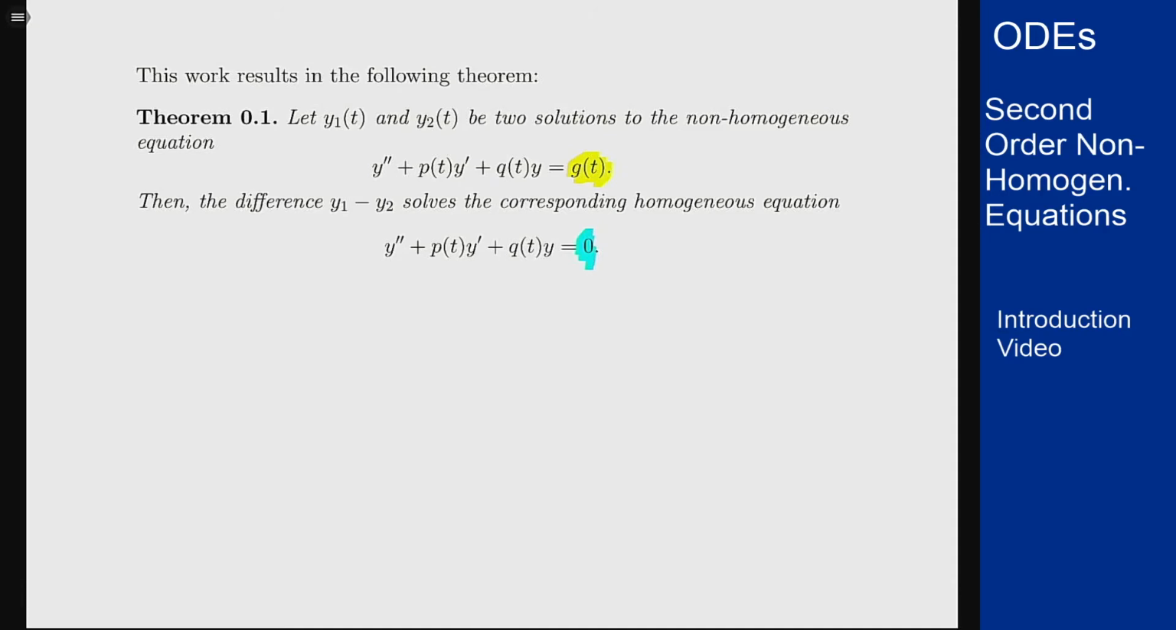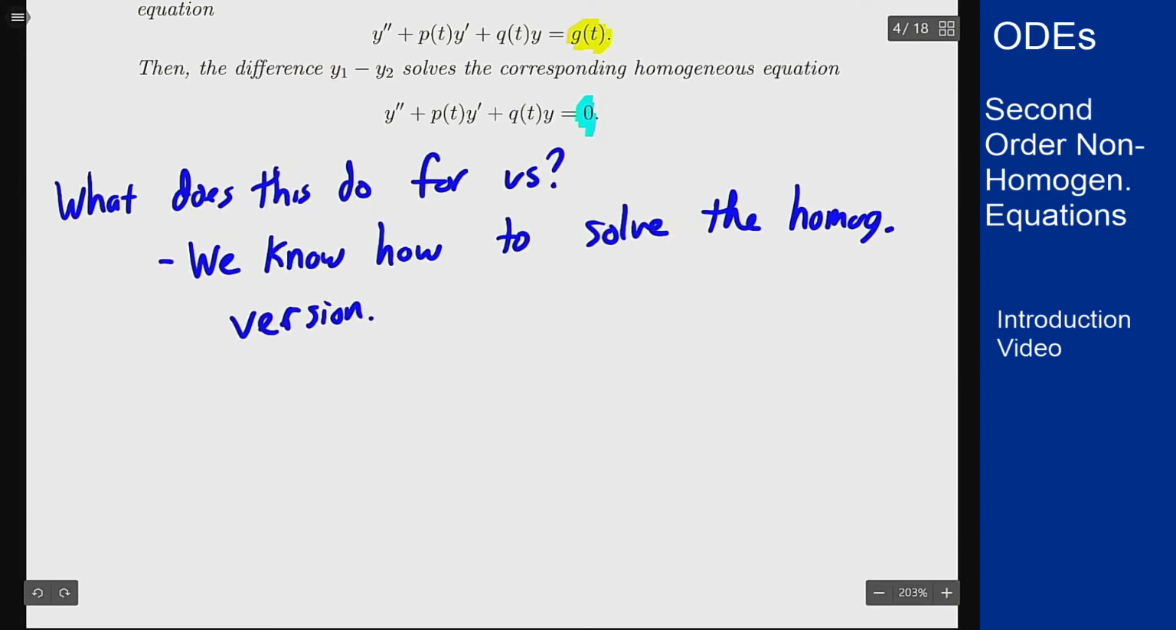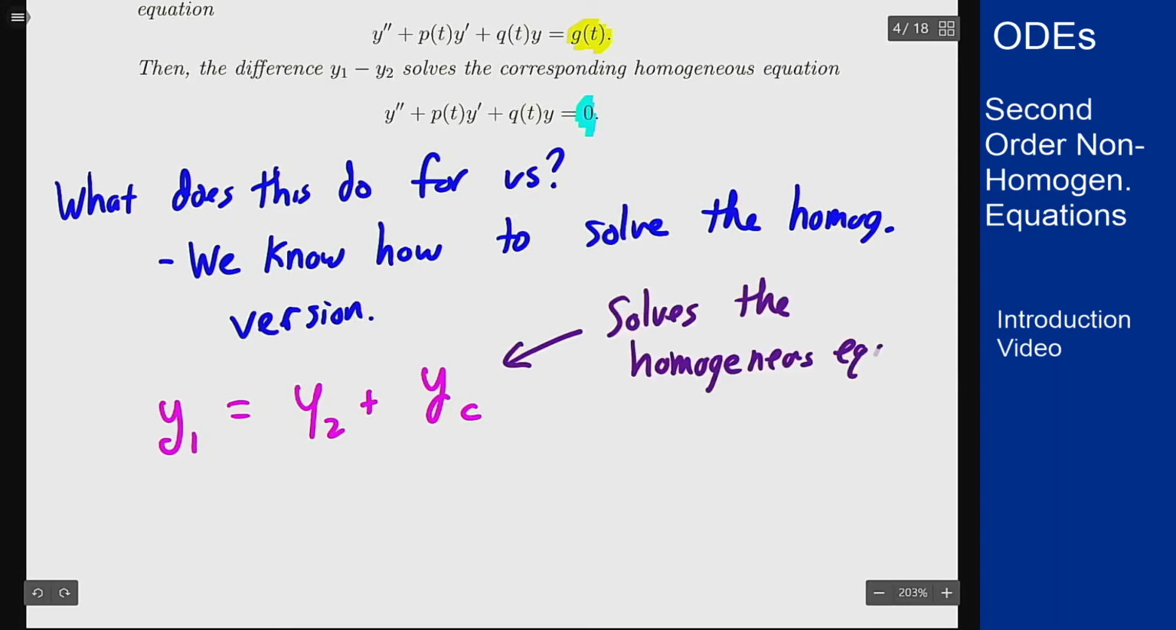So great, what does that do for us? Well, at least for constant coefficient equations, we know how to solve the homogeneous part. We find the roots, we do the exponential things, we get to our solutions that way. So a way we can interpret this is that if I know the difference of these two solves the homogeneous equation, then I know that in this case, y1 must equal y2 plus what I'll call y sub c, where this y sub c solves the homogeneous equation. It is sometimes called the complementary solution.